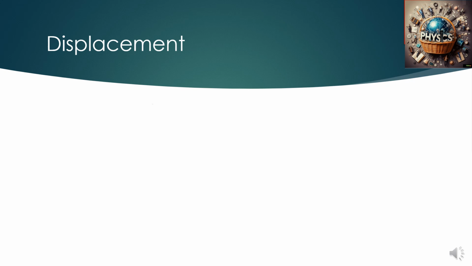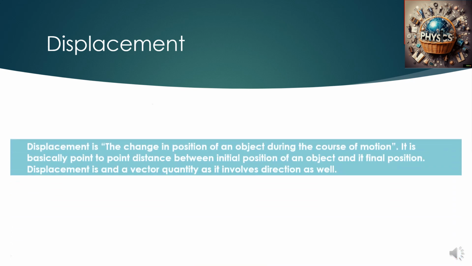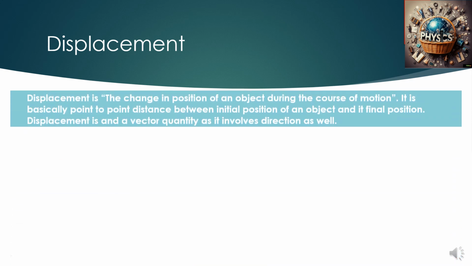So coming to displacement. Displacement is basically the change in position of an object during the course of motion. So we can say it's a point-to-point change in the position of an object. Additionally, we can also say that displacement is distance which is inclusive of the direction also, which means that it contains both magnitude as well as the direction.